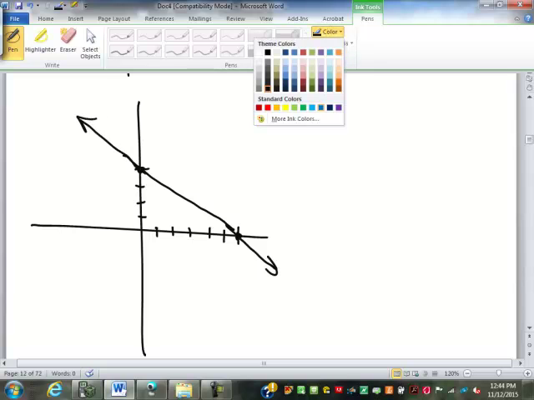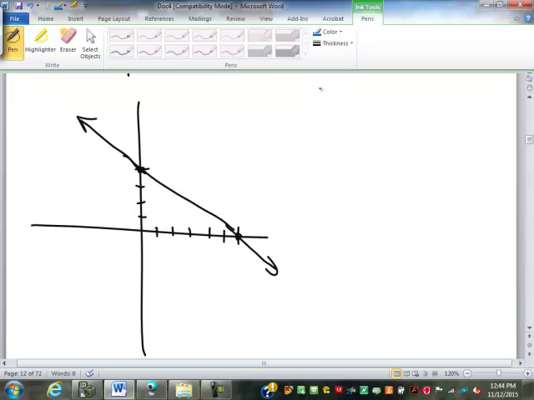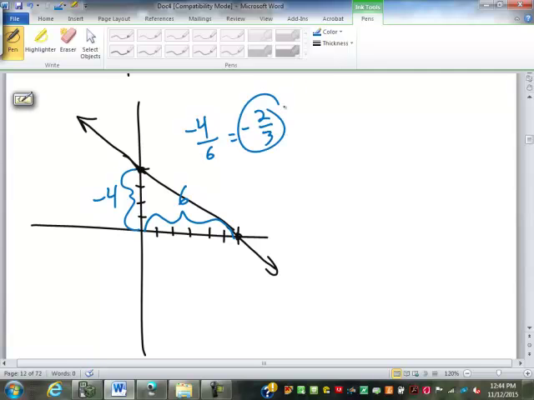How about this one? What's my rise? -4. We're going down 4. What's my run? 6. So my slope is -4 over 6, otherwise known as -2/3. In your notes, find the slope of that line.